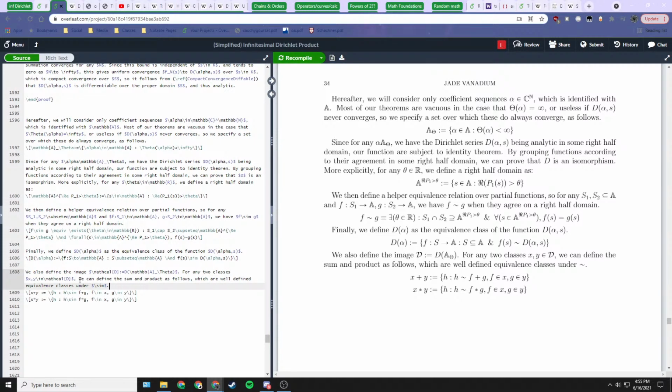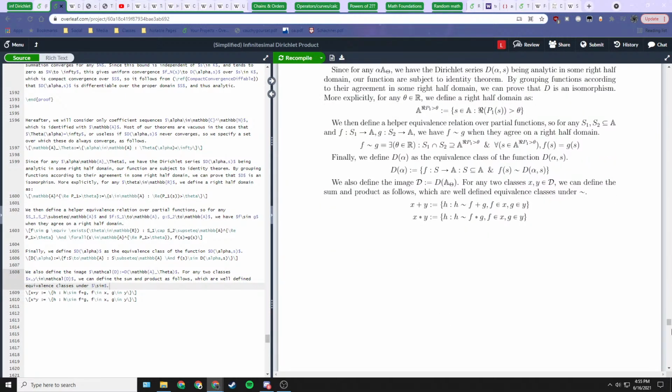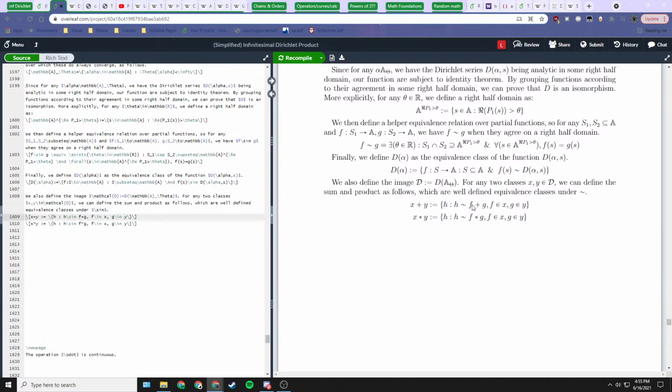So we're defining sum and product over elements of D this way, and it's another equivalence class. In the addition case, it's the class of functions h such that h is in the class for f plus g, where f is in the class x and g is in the class y. And likewise, the product x times y is the class of all h relating to any f times g, where f is in x and g is in y. So this is an equivalence class.